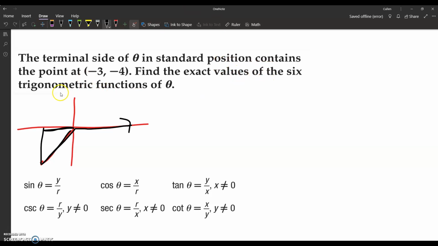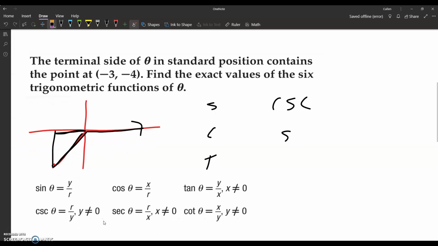It wants us to find the exact values of the six trig ratios for this. So we're going to find the sine, cosine, the tangent, and then the cosecant, secant, and cotangent, which should be easy to find once we find the first three. This point down here is (-3, -4). Then we would go through and find the hypotenuse.